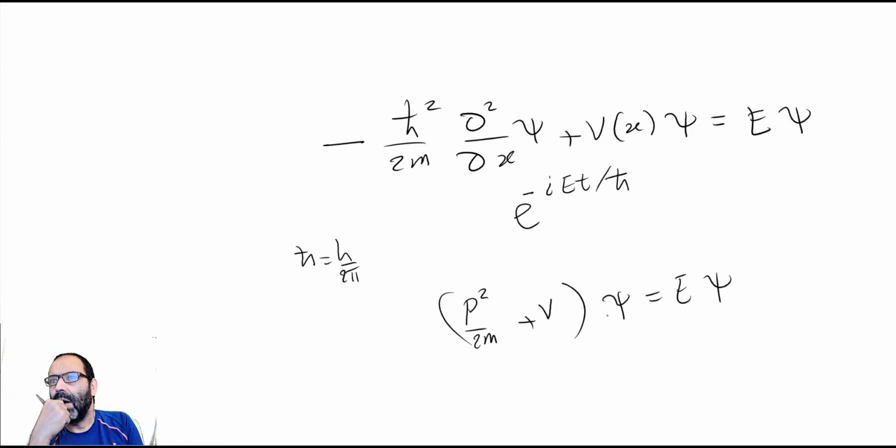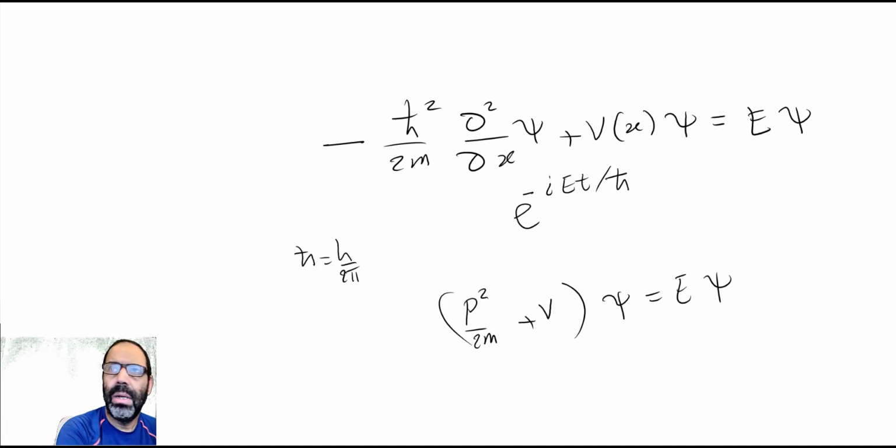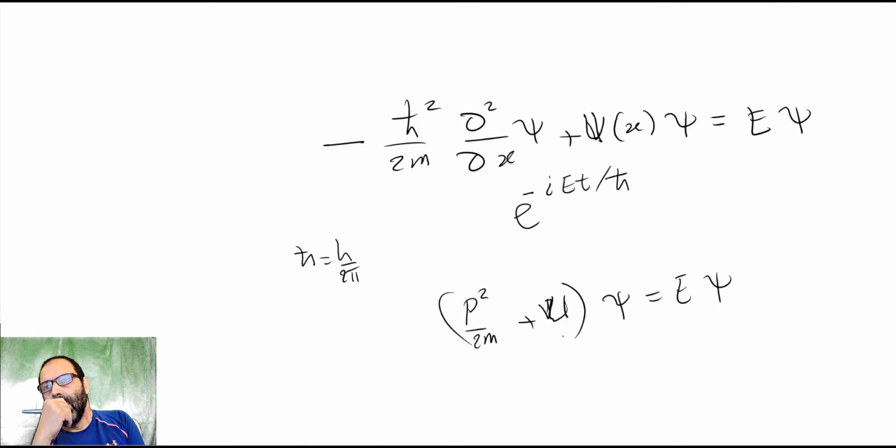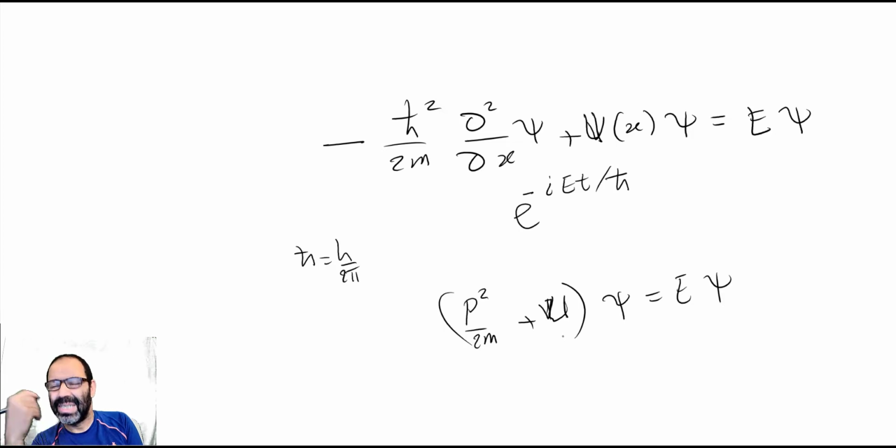And then we said, okay, how about when there is a potential? Usually the potential in here is represented by the letter U, I'm sorry. When there is a potential, how are we going to handle this? Well, we said this is an expression for the kinetic energy. So the total energy in the case of the free particle is simply the kinetic energy. So when there is a potential, all we have to do is just add it.